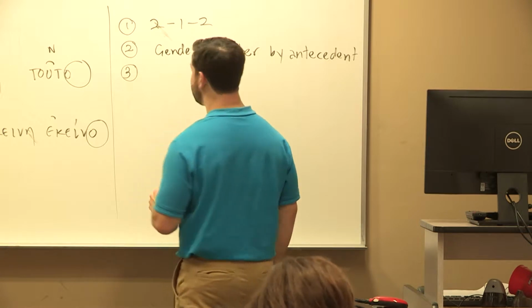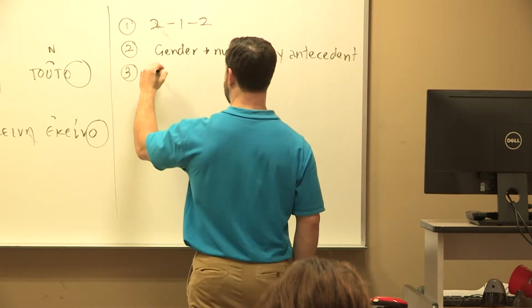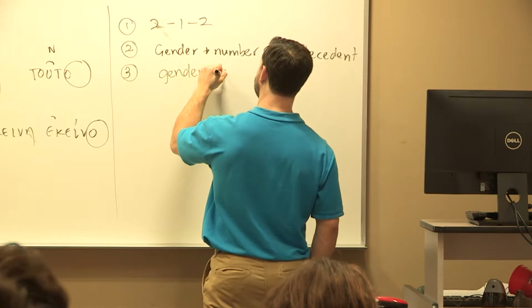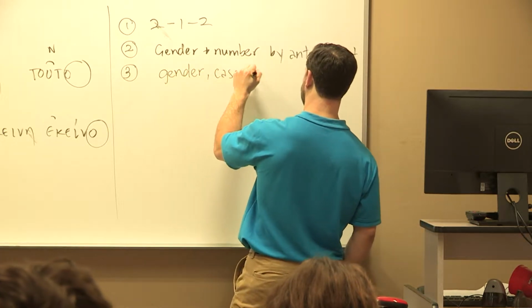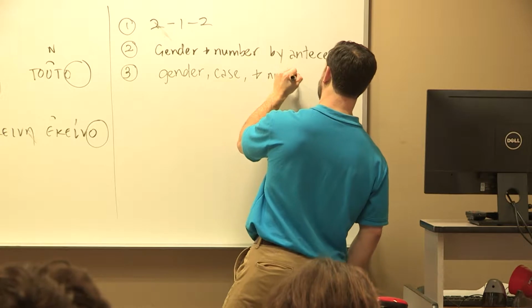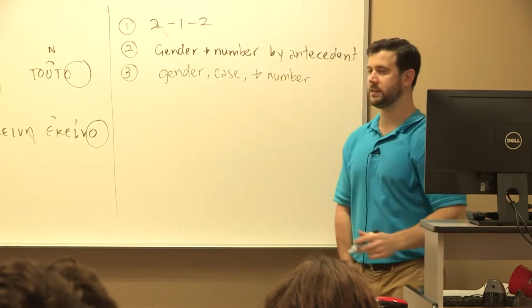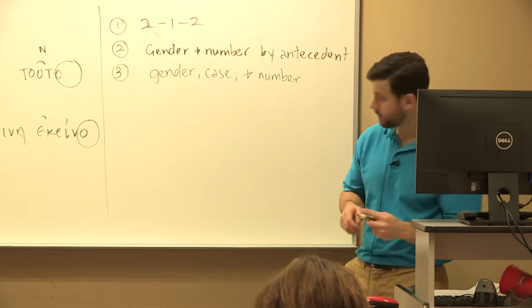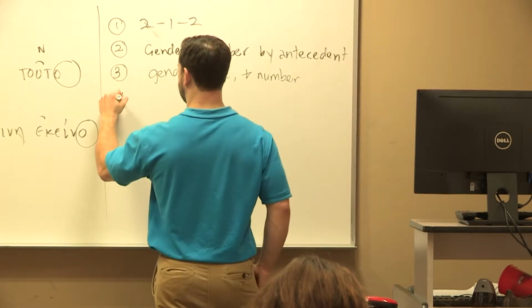When a demonstrative functions like an adjective, though, it has to agree with its antecedent in what? Gender, case, and number. All three. And that's why they inflect in all the genders and all the cases. You must have agreement.